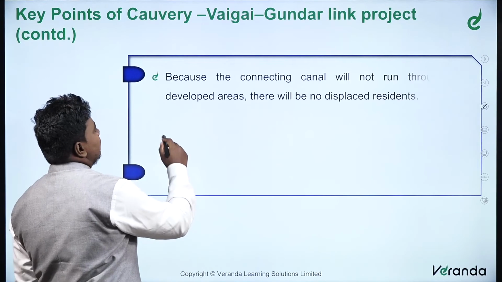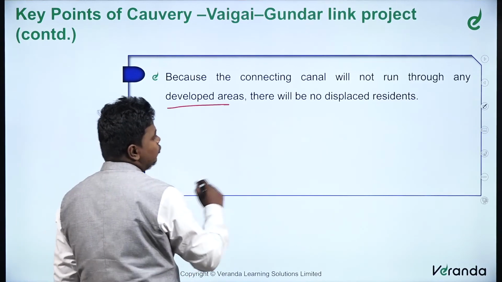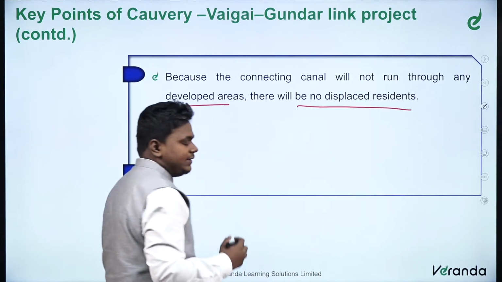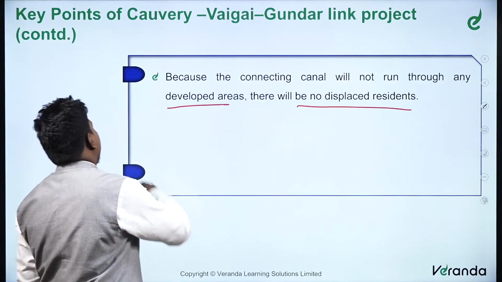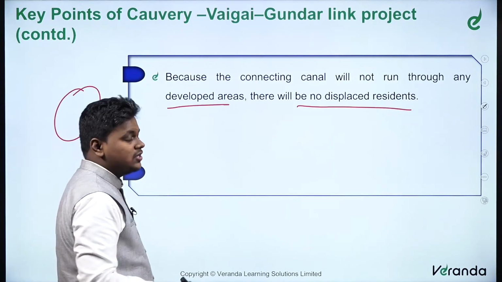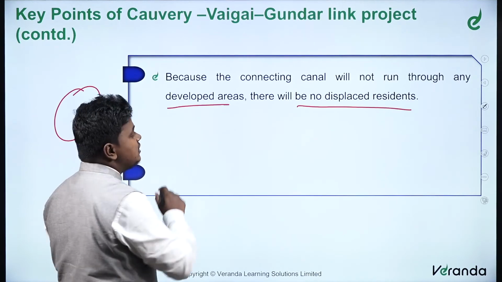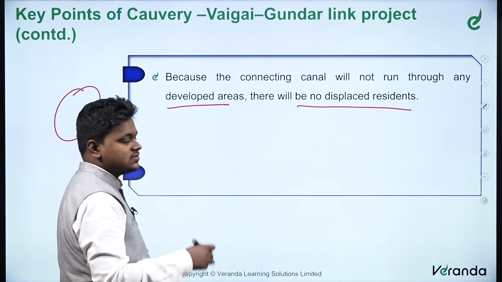Further, because this connection canal will not run through any developmental areas, there will be no displaced residents. So, in the event of a dam construction, we want to rehabilitate the people, we want to give land to the people who have lost land because of the construction of dams. So, in this project there will be no displacement for residents, because we are connecting with canals.